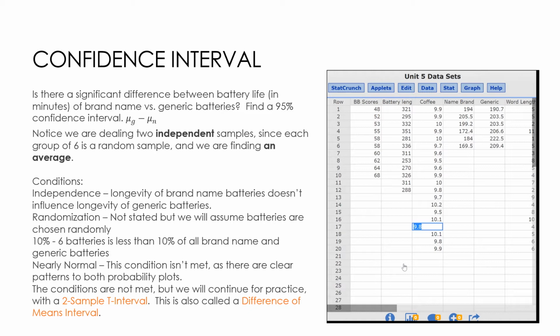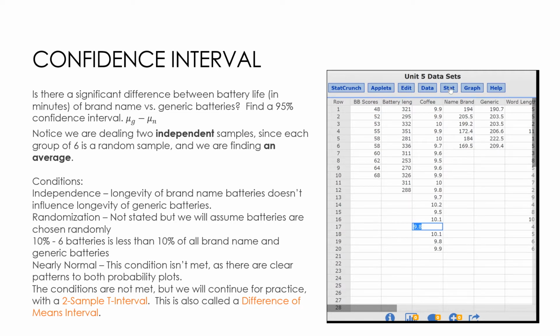Now let's check conditions. Independence, again, the longevity of brand name batteries doesn't influence longevity of generic batteries, so I'm saying the groups are independent of one another. If they weren't, then I would have to do a different test, which we haven't learned yet. Randomization, it's not stated, but we're going to assume the batteries are chosen randomly. 10%, 6 batteries is certainly less than 10% of all brand name and of all generic batteries. And nearly normal, notice I've got the battery length here, the name brand here and the generic here. And these are the values that I'm going to use.